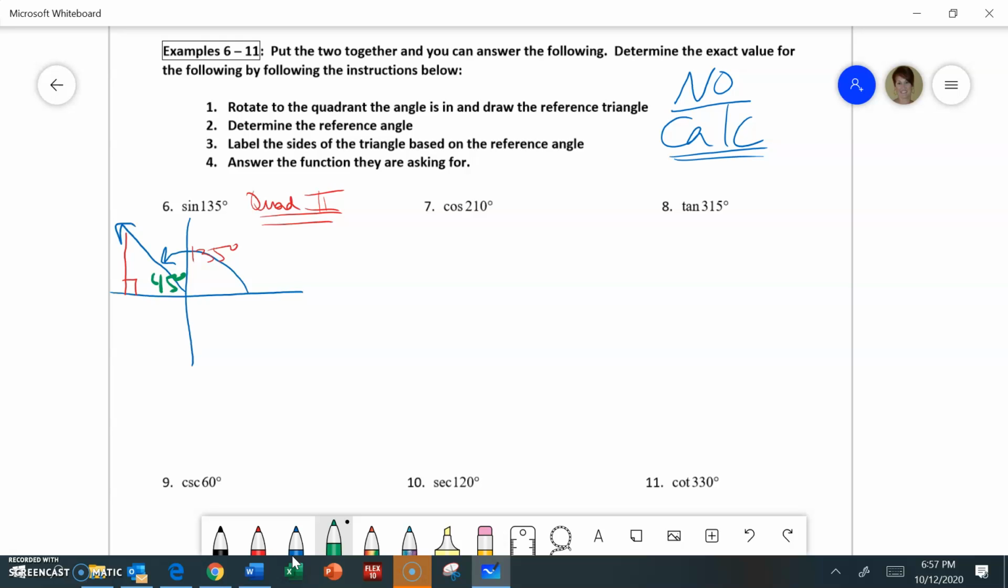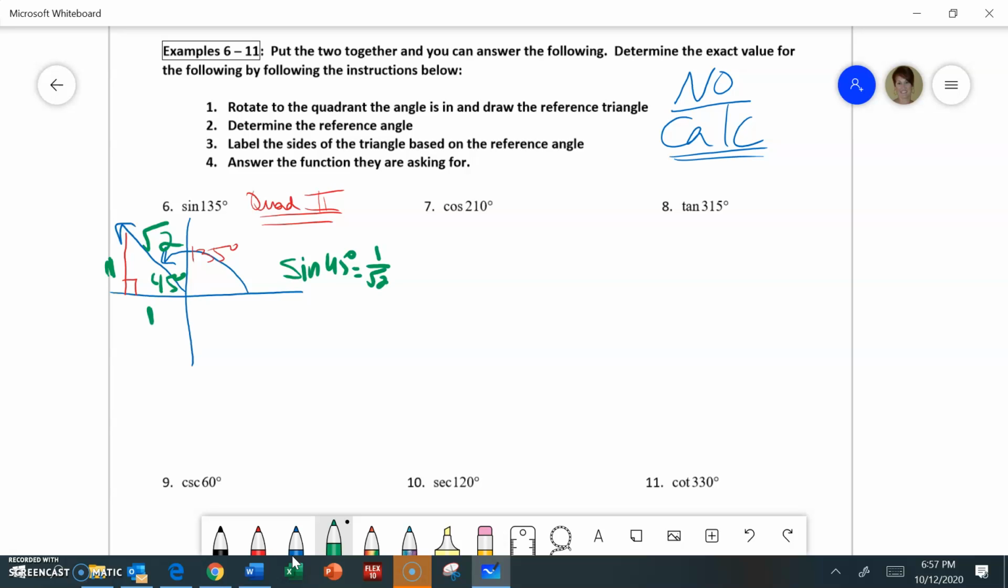So we know if this is a 45, 45, 90, this leg is 1, this is 1, and this would be radical 2. So what I'm trying to say is that the sine of 45 and the sine of 135 are going to be similar. And when I say similar, here's what I mean. If you were to take the sine of 45 degrees, that would be opposite over hypotenuse.